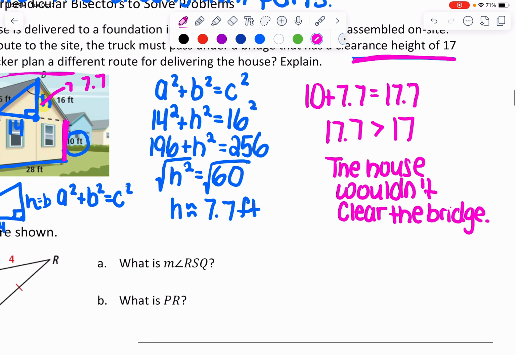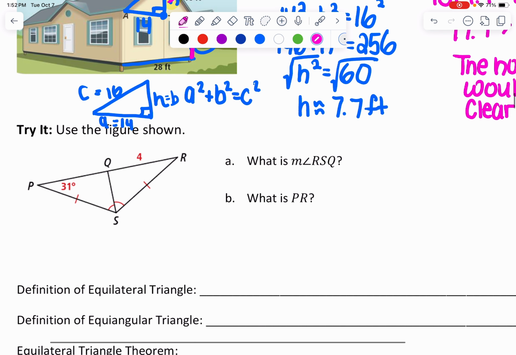Okay. Let's try another one like this. All right, so here's what it says. It says use the figure shown. What is the measurement of RSQ? So let's start with labeling where RSQ is. It's the middle guy, which would be this guy right here.